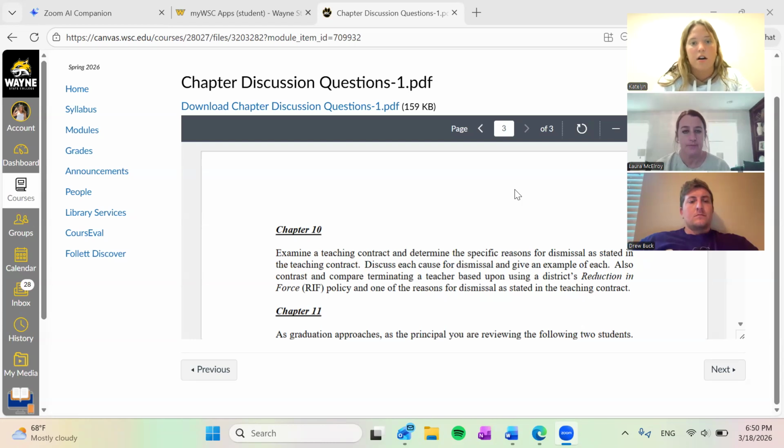We're covering chapter 10. Our question for this chapter was: examine a teaching contract and determine the specific reasons for dismissal as stated in the teaching contract. Discuss each cause for dismissal and give an example of each. Also, contrast and compare terminating a teacher based upon using a district's reduction in force policy and one of the reasons for dismissal as stated in the contract.